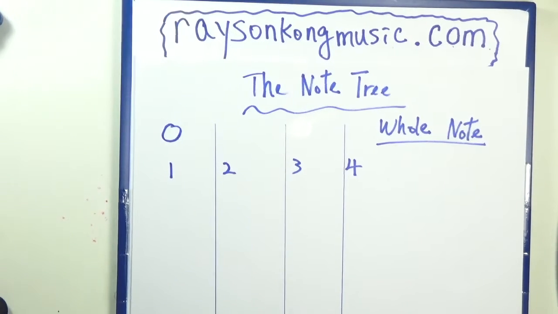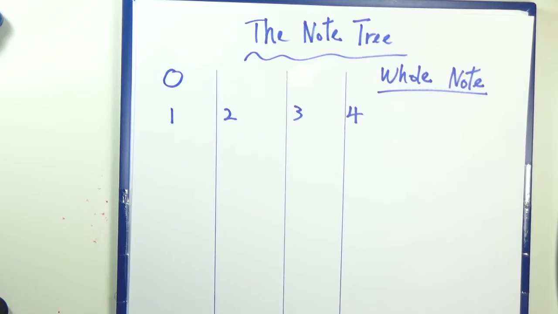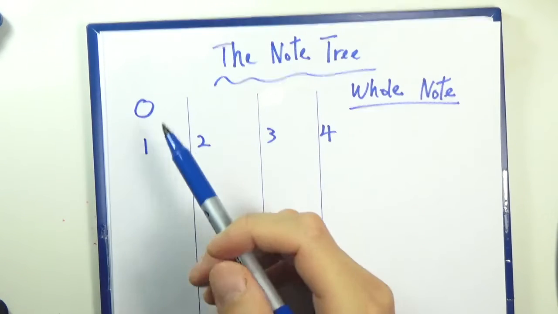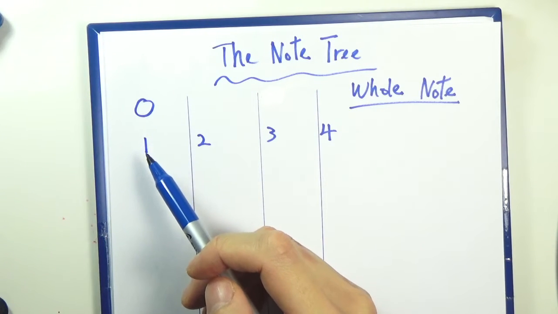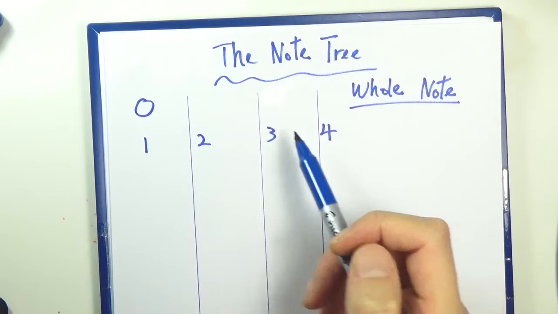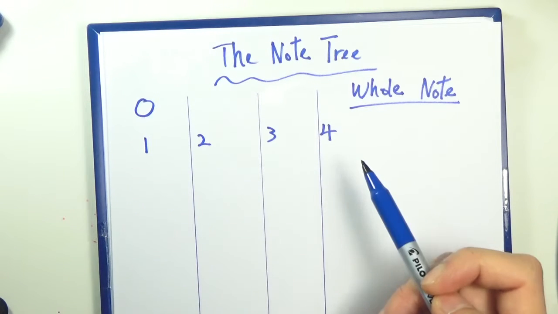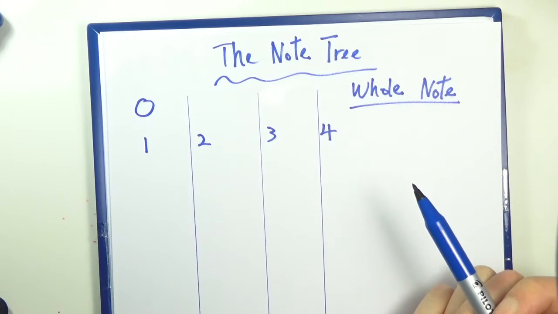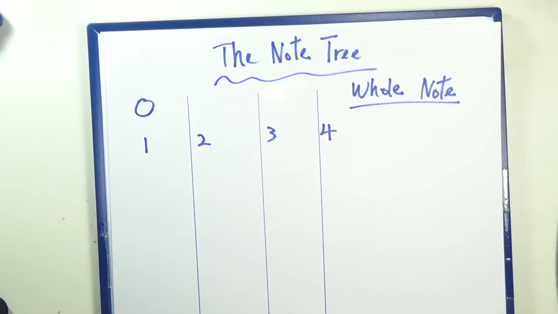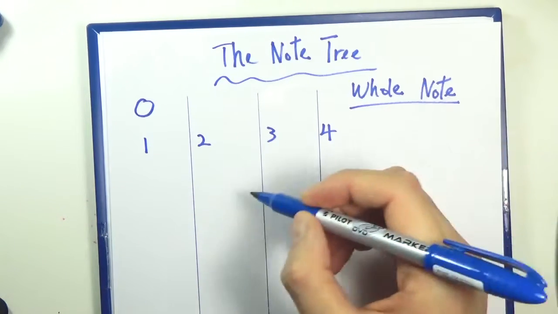Hello everyone, today we will look at the note tree. So the note tree starts with a whole note, and a whole note basically just would ring through 4 beats in a bar, so hence the number 1, 2, 3, 4 here, and we'll do the same as we go down the tree. Alright, the next note right below it would be the half notes.